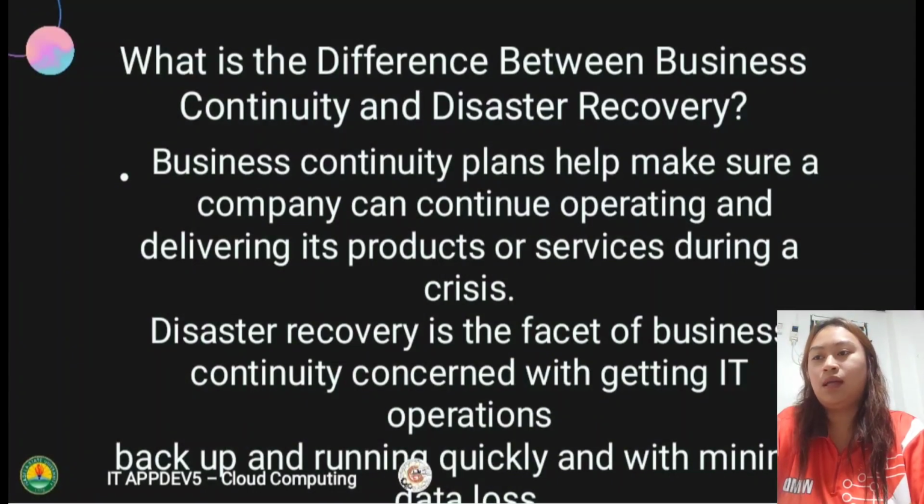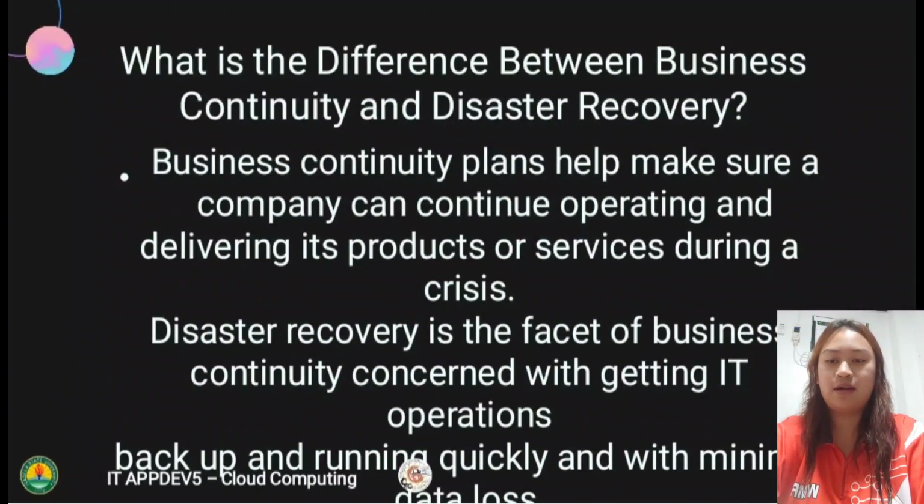What is the difference between business continuity and disaster recovery? For example, a retail company experiences a cyber attack. Employees switch to a backup system and continue processing orders manually, because business continuity focuses on keeping essential business operations running during a disruption. While disaster recovery restores the main servers from backups to fully recover operations, because disaster recovery focuses on restoring IT systems and data after a disaster.